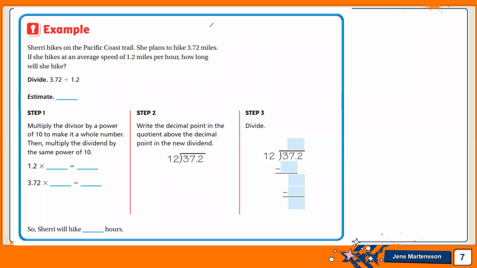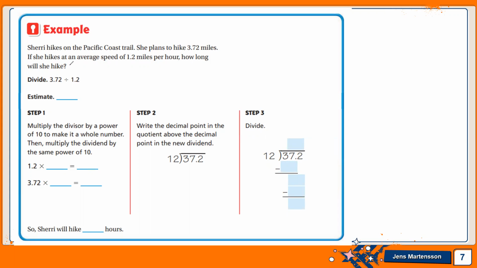Now, open your book, page 324. Now, Sherry hikes on the Pacific Coast Trail. She plans to hike 3.72 miles. If she hikes at an average speed of 1.2 miles per hour, how long will she hike?